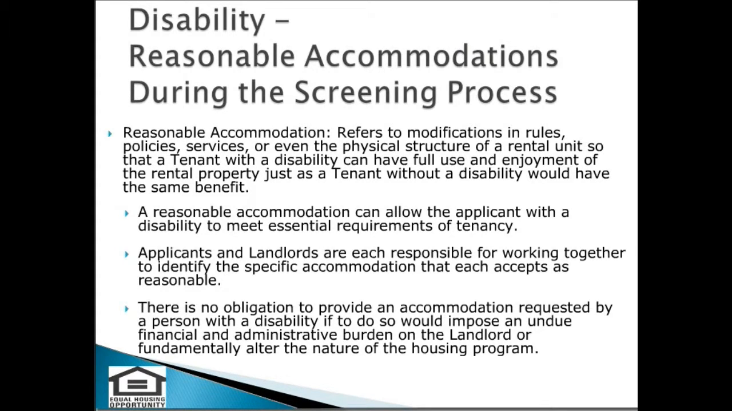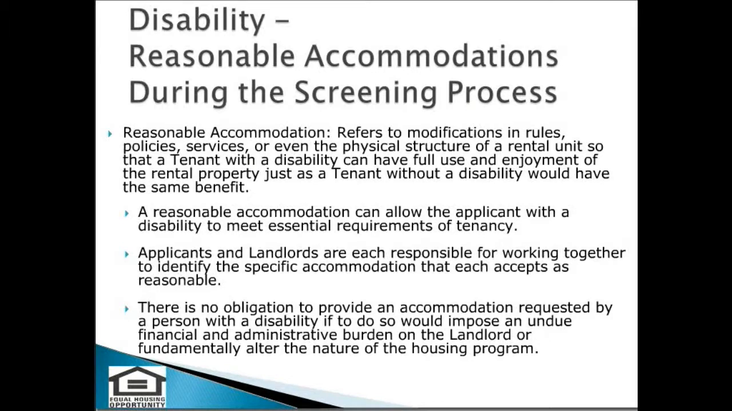There is no obligation to provide an accommodation requested by a person with a disability if to do so would impose an undue financial and administrative burden on the landlord or fundamentally alter the nature of the housing program. Often a reasonable accommodation occurs during the tenancy, such as a request to install grab bars, but it can also occur during the screening process before tenancy even begins. If the housing is subsidized by a state or federal program, then it is the landlord's responsibility to cover any cost associated with such an accommodation.